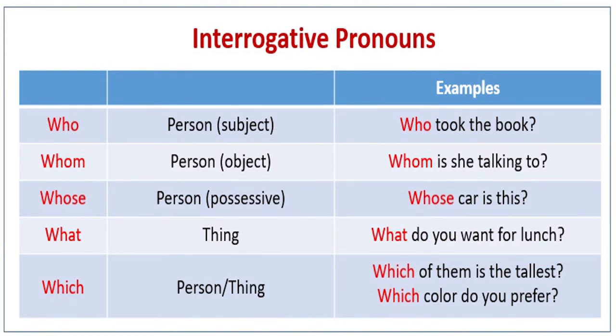We understand that the word who is used for a person who is the subject of a sentence. The word whom is used for a person who is the object of a sentence. Whose is used to indicate possessions of people and animals. What is used for things, and which is used for a person, animal, or a thing.